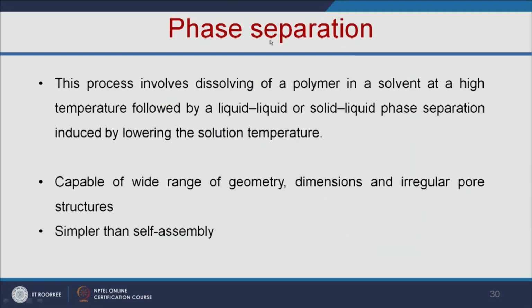And the next one is phase separation. This process involves dissolving a polymer in a solvent at high temperature, followed by a liquid-liquid or solid-liquid phase separation induced by lowering the solution temperature. Here we can have a wide range of geometry, dimensions and irregular pore structures, and it is simpler than the self assembly process.